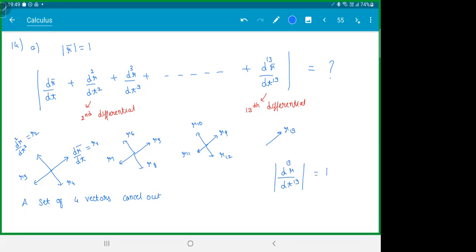This will be 1. Is that clear, everyone? So basically this will give you 0, 0, 0 and 1. Easy? But you should know that concept that when you differentiate, it will rotate by 90 degrees. Clear? Next one.